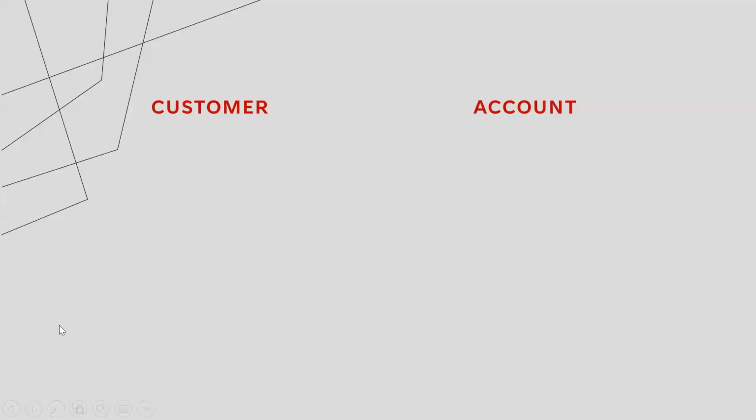As I mentioned, I have customer and account. Account here refers to current and savings accounts, not term deposits or loans or any other investment activities. So I'm purely looking at CASA and customer.